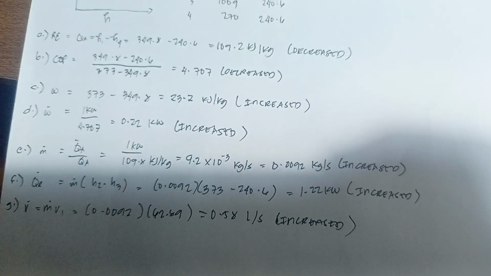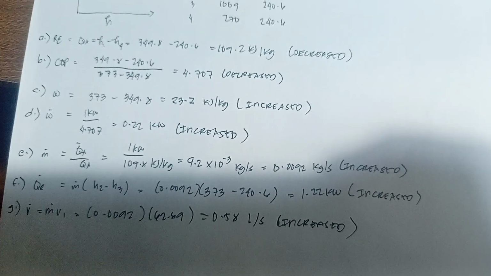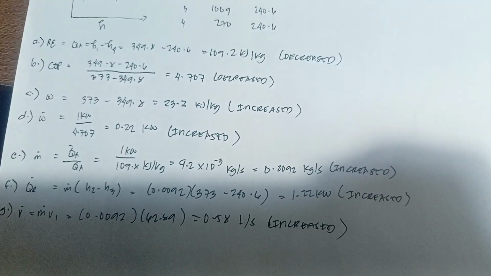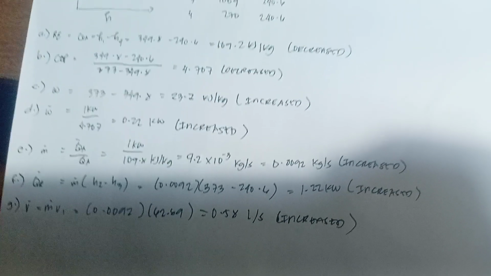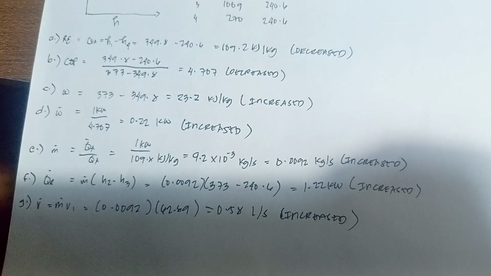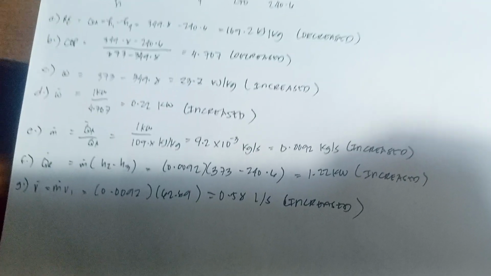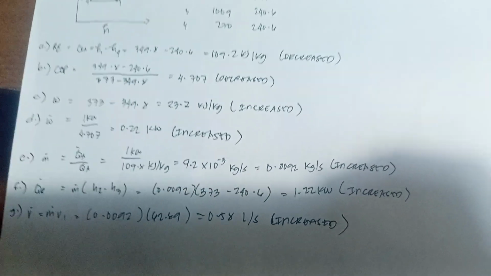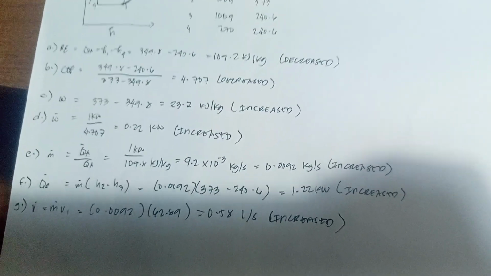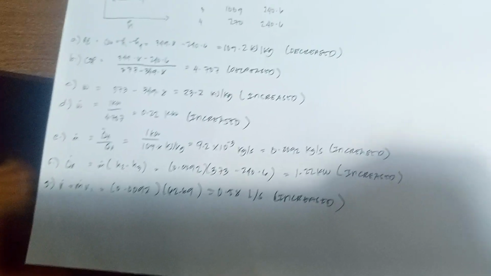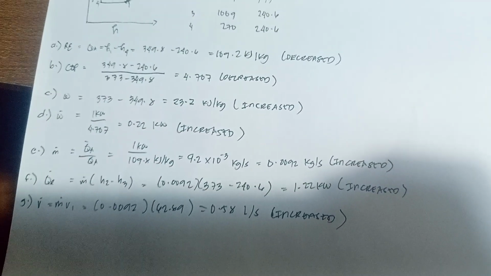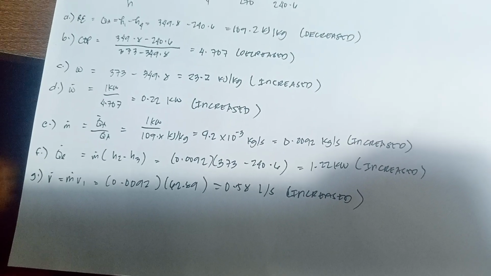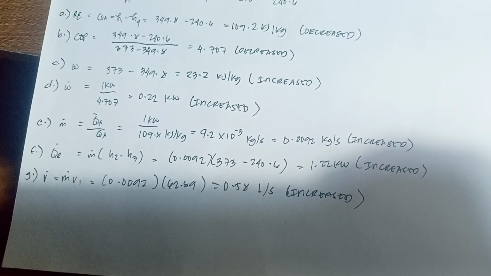We have 4.707. Then our C, or the work, is increased. So 23.2 from the previous 15.6 kilojoules per kilogram. So our power also increases. So we have 0.22 from the previous 0.14 kilowatts.